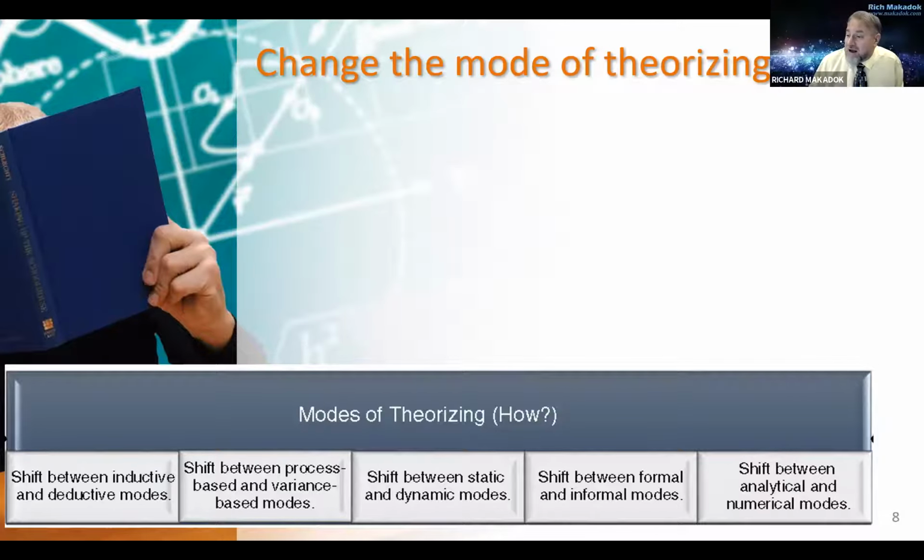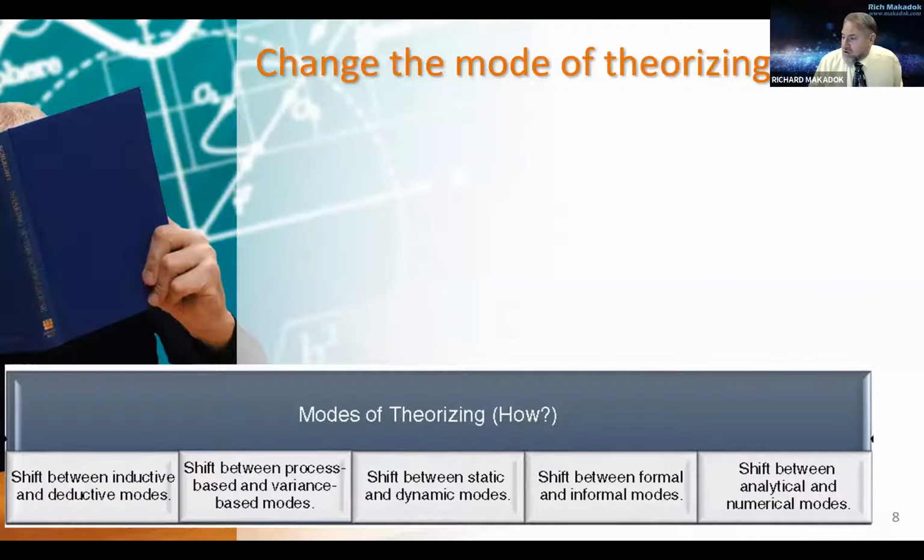Process modeling aims to explain how a particular entity changes over time, whereas variance modeling aims to explain why entities differ from each other. So when I said earlier that a theory is just a fancy word for a speculative answer to a how question or a why question, I'll note here that if we're asking a how question, we tend to be thinking in terms of process theory. If we're asking a why question, we tend to be thinking in terms of variance-based theories. So how questions are more process-based, why questions are more variance-based.